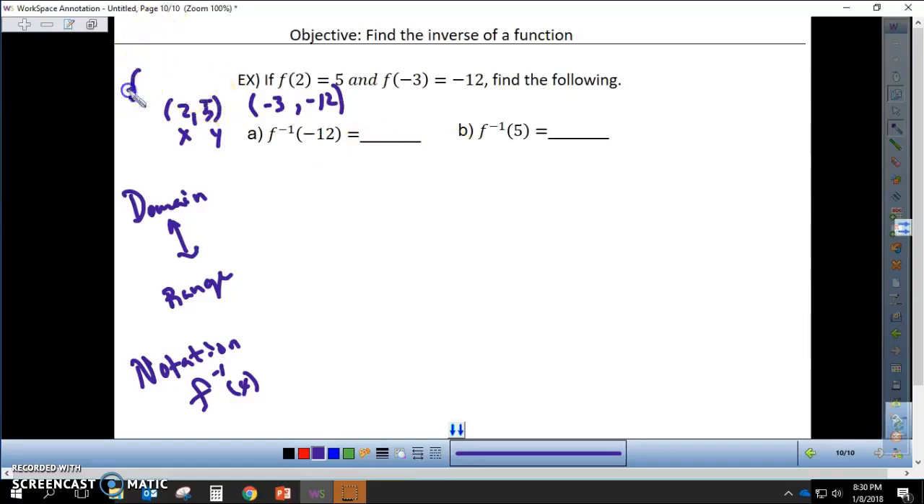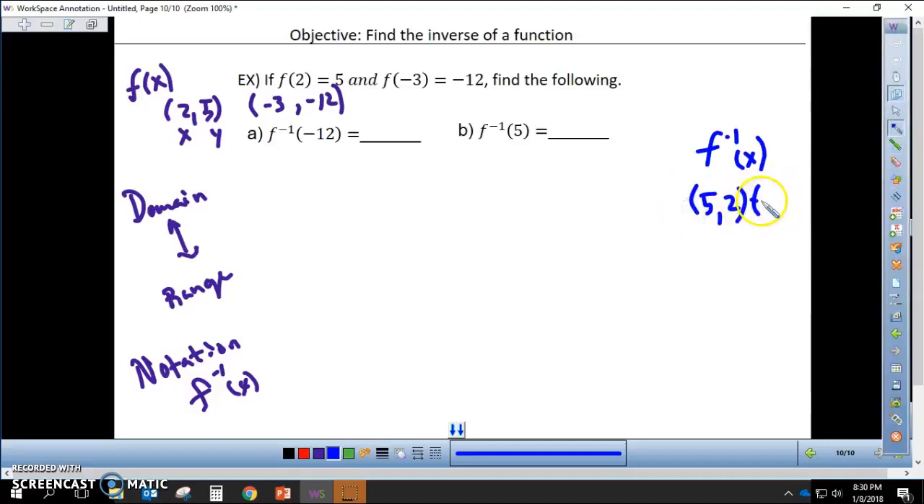Well, if this is f of x over here, right, then I know f inverse of x is going to be this. It's going to be 5, 2, and it's going to be -12, -3. Okay, so f inverse of -12, well, that is -3. F inverse of 5, well, that is 2. Done. Okay, very simple.